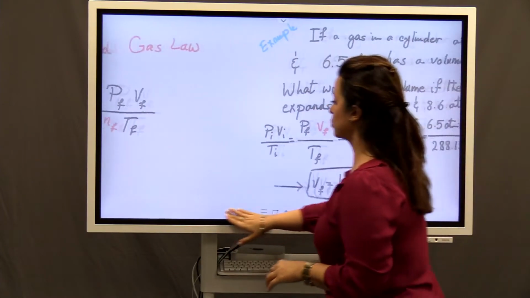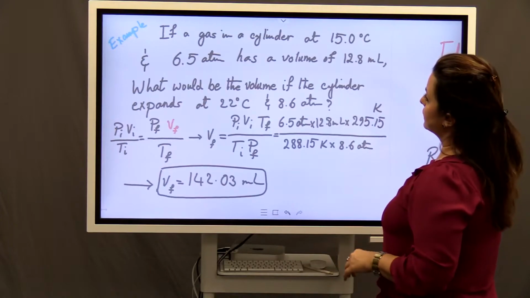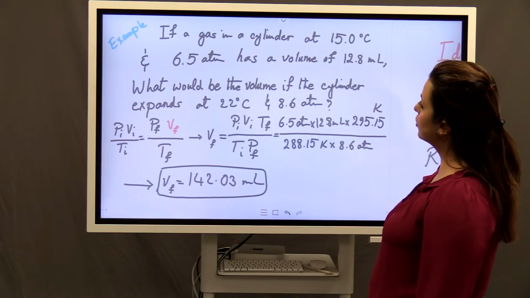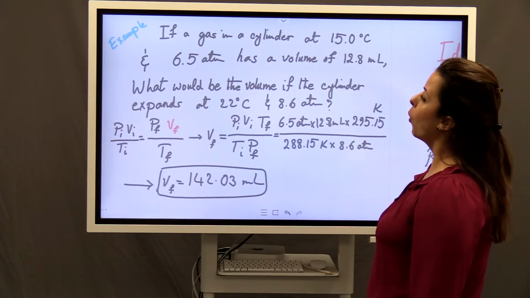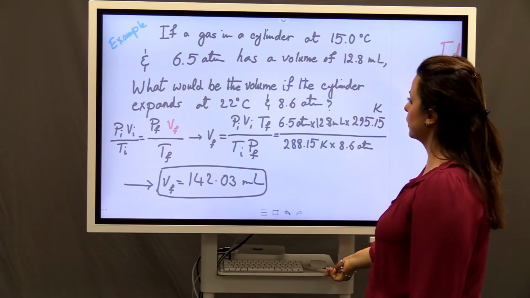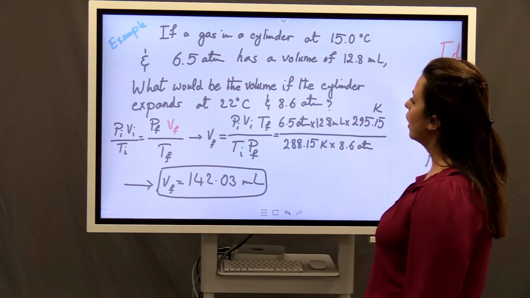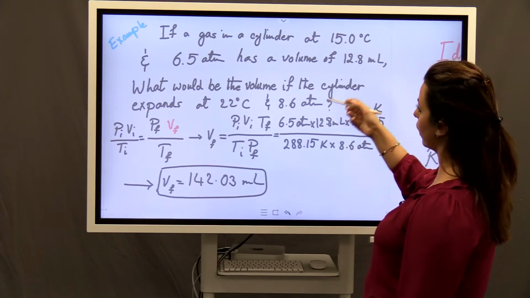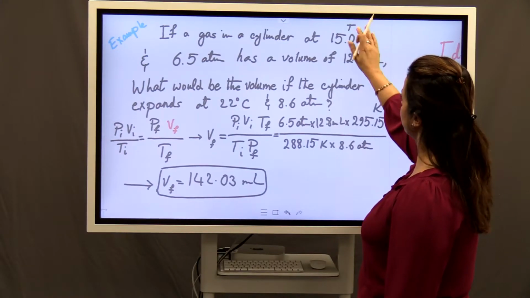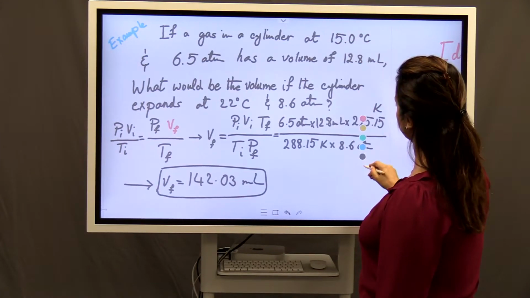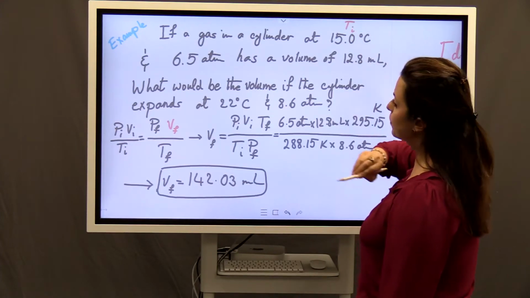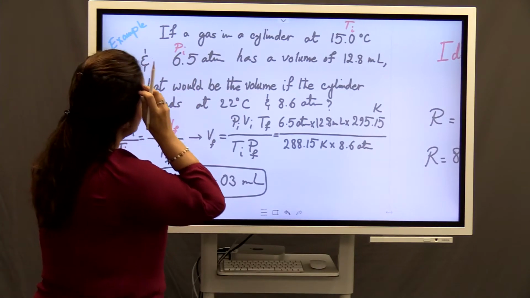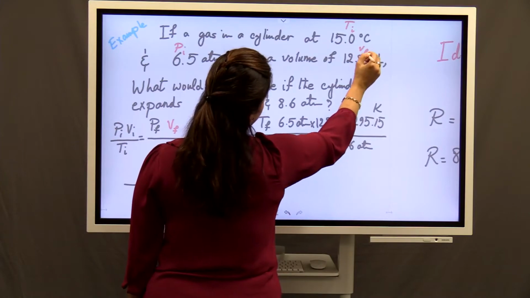Ready to work on a question? If a gas in a cylinder at 15 degrees Celsius and 6.5 atmosphere has a volume of 12.8 milliliters, what would be the volume if the cylinder expands at 22 degrees Celsius and 8.6 atmosphere? So let's see what we have, what we are solving for. This is the initial temperature. I like to color code it. Initial temperature. 6.5 atmosphere is initial pressure. And initial volume is 12.8 milliliters.